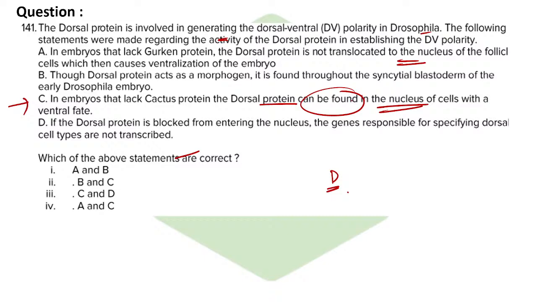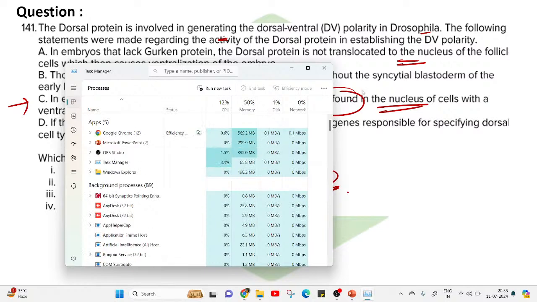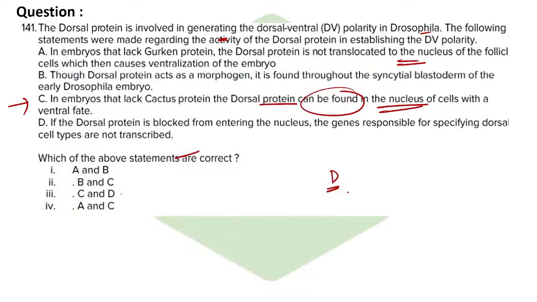One of the students is saying A and C. Initially, you marked the answer as option C. Okay, first let's see that in the embryo that lack the Gurken protein, the dorsal is not transcribed.